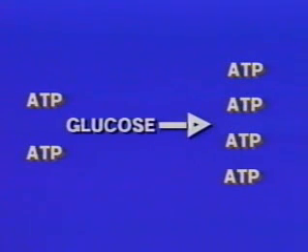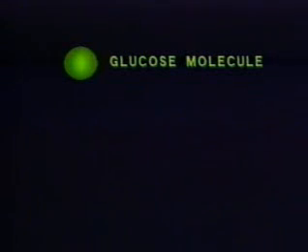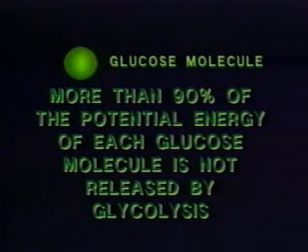2 ATP energy molecules are needed to start the process, and 4 are released for a gain of 2 ATP energy molecules. Only a small part of the energy value of each glucose molecule is extracted and stored as ATP, and more than 90% of the potential energy of the glucose molecule is unused.